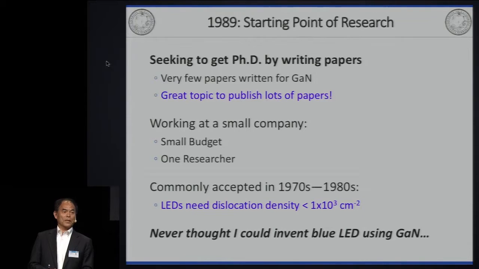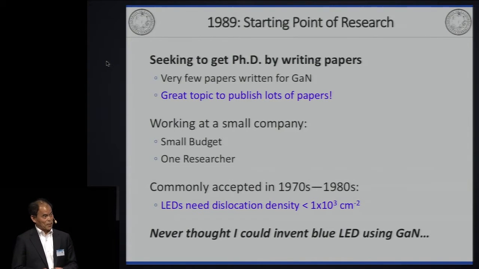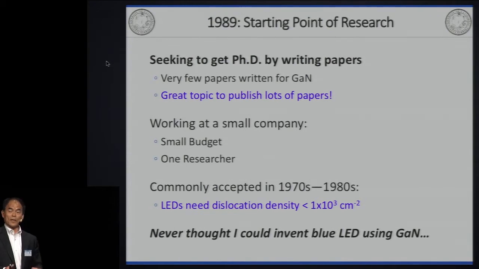So at that time in Japan, we could get a PhD degree by publishing five scientific papers. It's called a paper degree. At that time, we didn't have to go to the university to get a PhD degree. Just by publishing five scientific papers, we could get a PhD degree. It's called paper degree. So my dream was publishing papers.